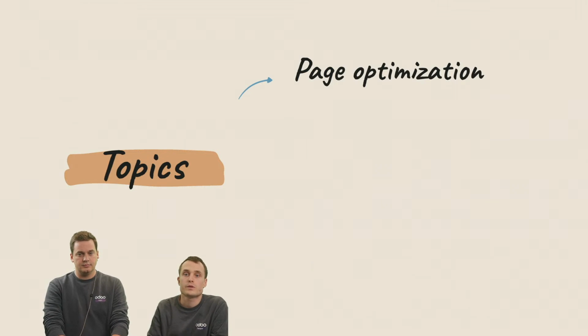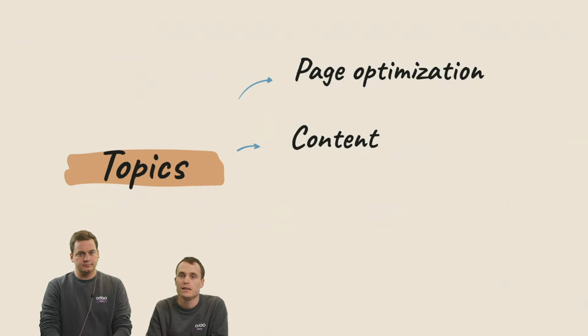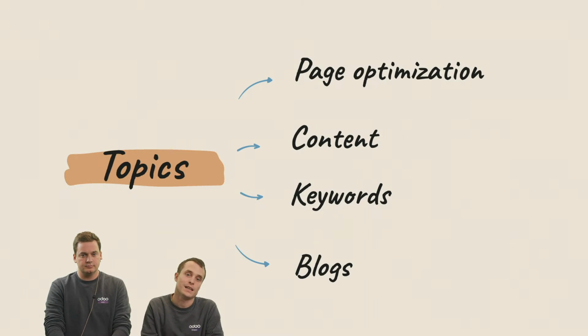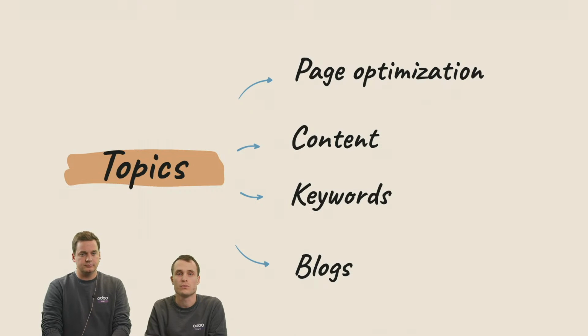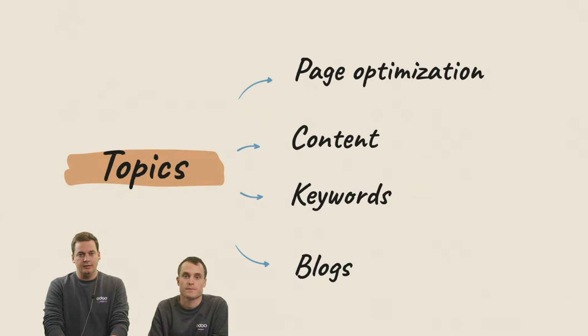This chapter is divided into several topics. The first one is the pages optimization. So we will discover how to optimize every page individually. Then we'll speak about the content itself and the related keywords that we should include in this content. And finally, a very useful feature of Odoo is the blog section, and we will explain how to create a blog article in order to promote your website and generate traffic.